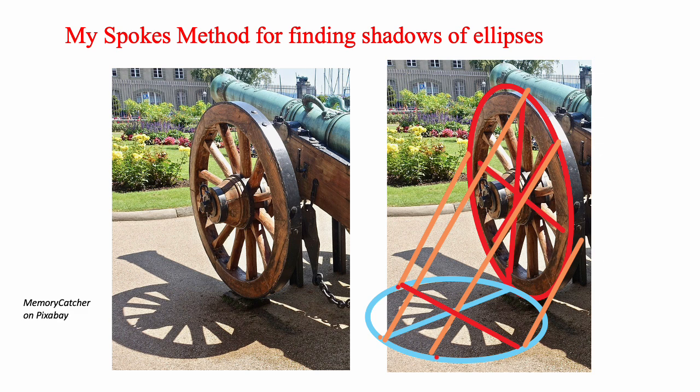Alternatively, you could use what I'm calling the spokes method, where you find spokes on a wheel and then draw light rays from the end of each spoke to the shadow on the ground. And if you do enough of them, you will find shadows of the spokes that go through a point on the shadow.